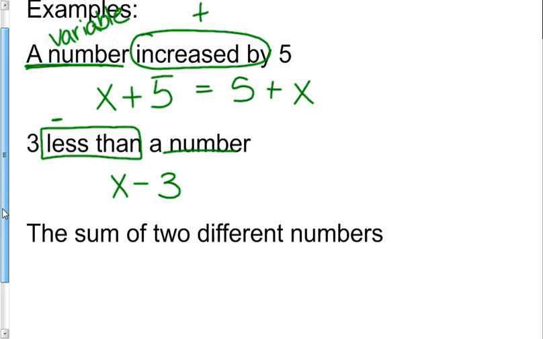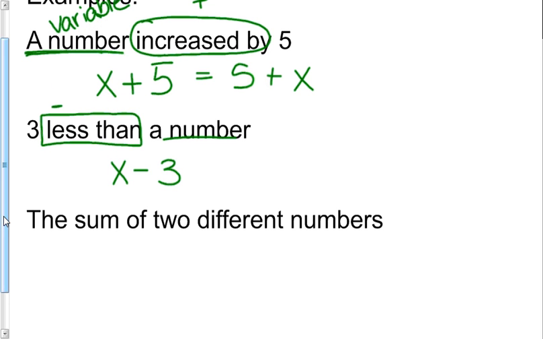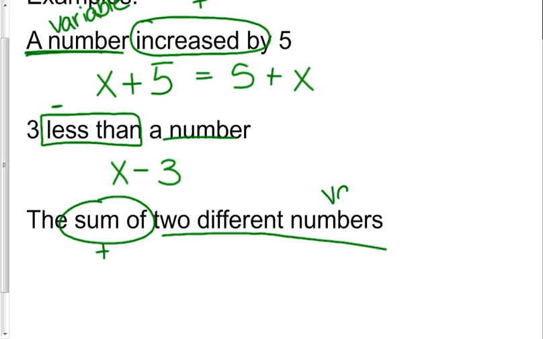And then lastly, we have the sum of 2 different numbers. So sum of tells us to use addition. Now we have 2 different numbers, so we're going to use variables here. But because we have 2 different numbers, we need to pick 2 variables. Once again, the variables don't matter. You can use whatever you like, but they can't be the same. So x and y, n and m, a and b, whatever you want. So I'm going to use x plus y.